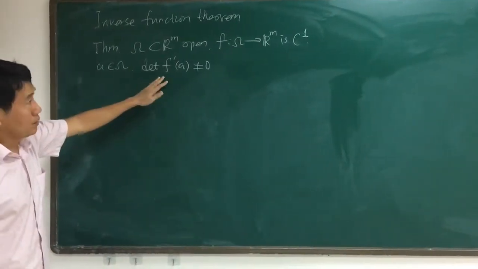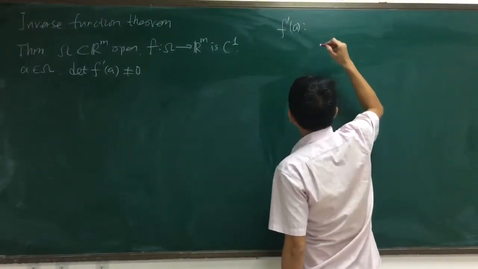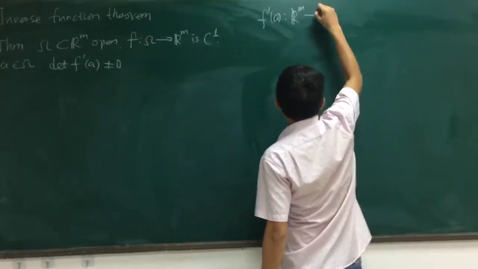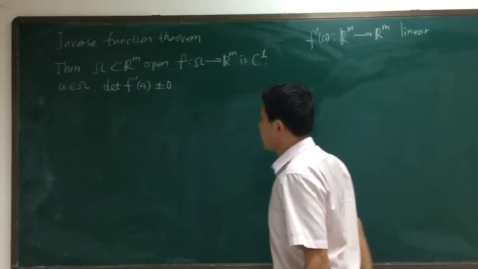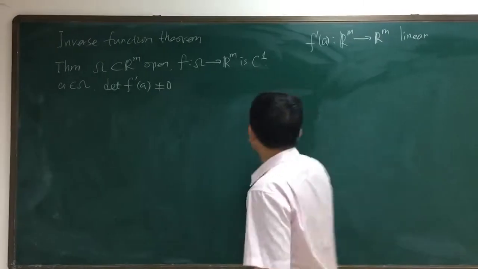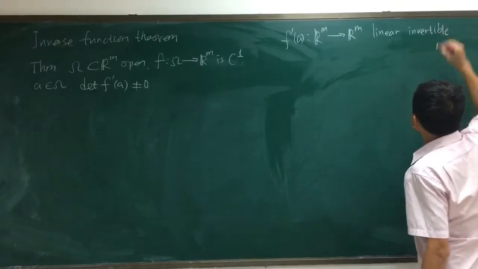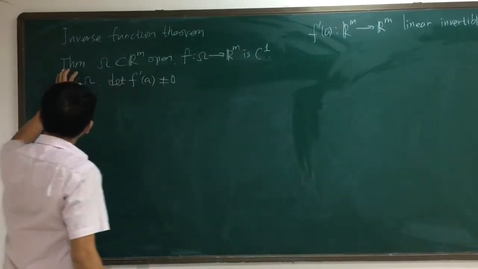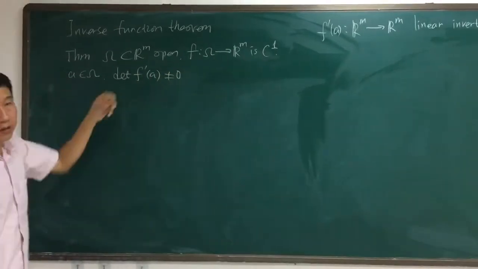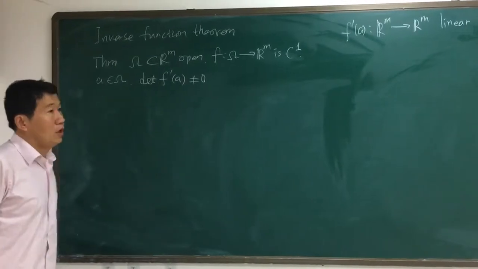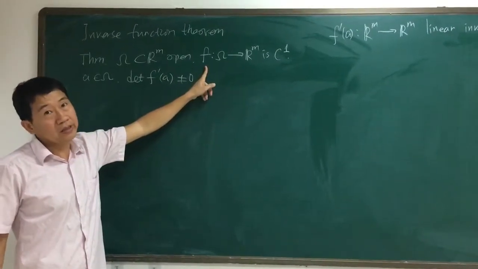So what this means: we know that the derivative of f at this point A can be considered as a linear map from R^n to R^n. This is linear. Now, the determinant is not zero means that this linear map is invertible. So our condition for the inverse function theorem is just that the linearization of f at this point A is invertible. Naturally, we will expect that f is invertible in some sense.